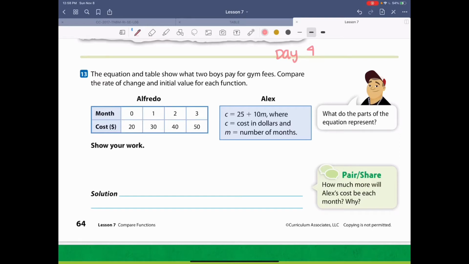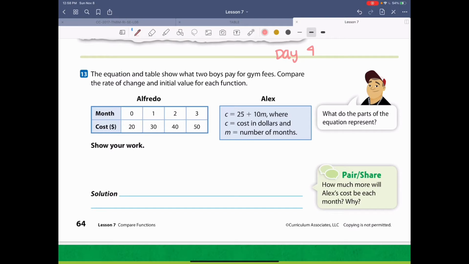All right, day 4 for comparing functions. Number 13. The equation and table show what two boys pay for gym fees. Compare the rate of change and initial value for each function. So we have Alfredo versus Alex.